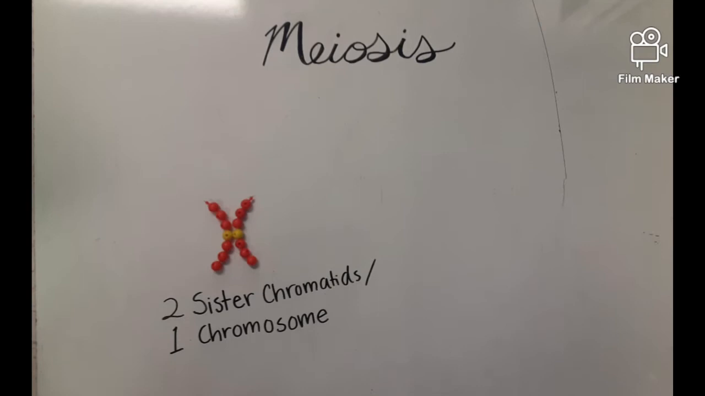Next, we have sister chromatids. Sister chromatids are identical copies formed by DNA replication with a common center, the centromere. In this slide, we see two sister chromatids, and again, this is only equal to one chromosome because of the centromere in the middle, which is represented by the yellow bead.